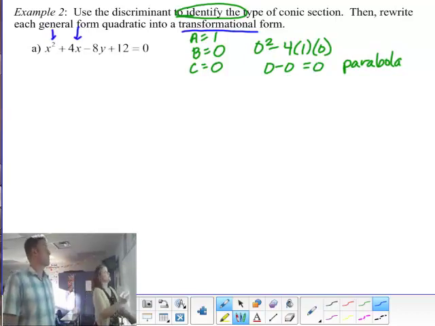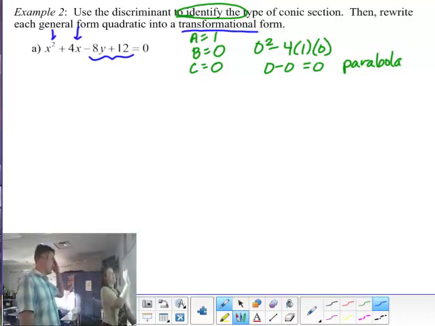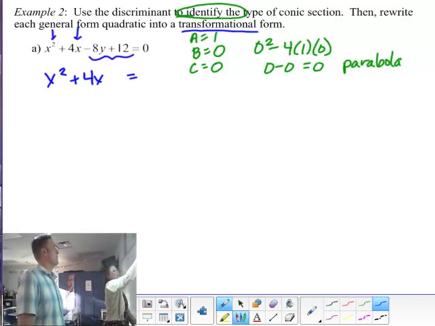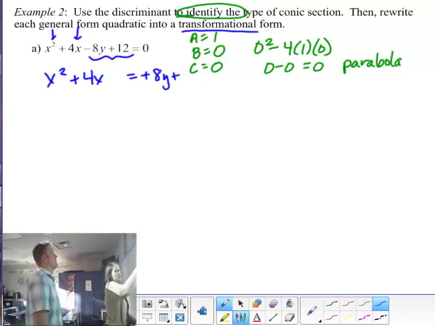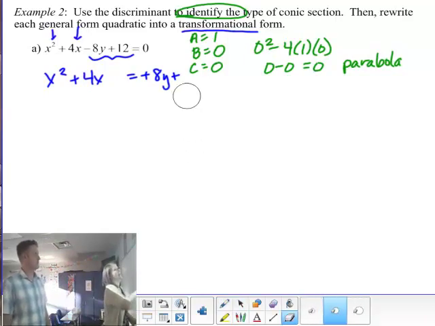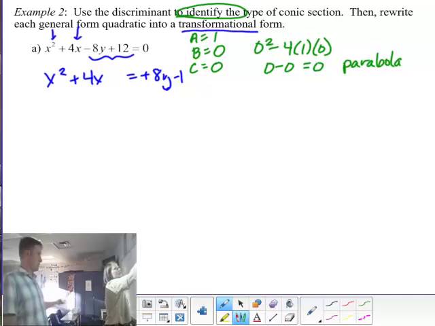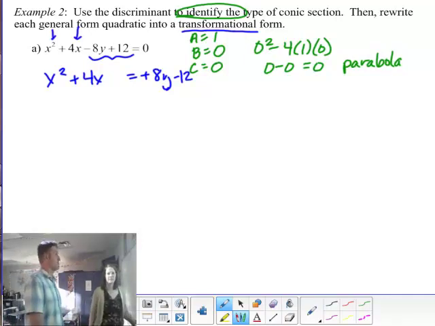Which means I am not going to be completing the square on this junk, and I'm going to get it all out of the way. So to complete the square, what I personally would do is set up something like this. Let's try that again. So you're moving the negative 8y and the plus 12. We're going to move that all to the right side. Perfect. Okay, complete the square.